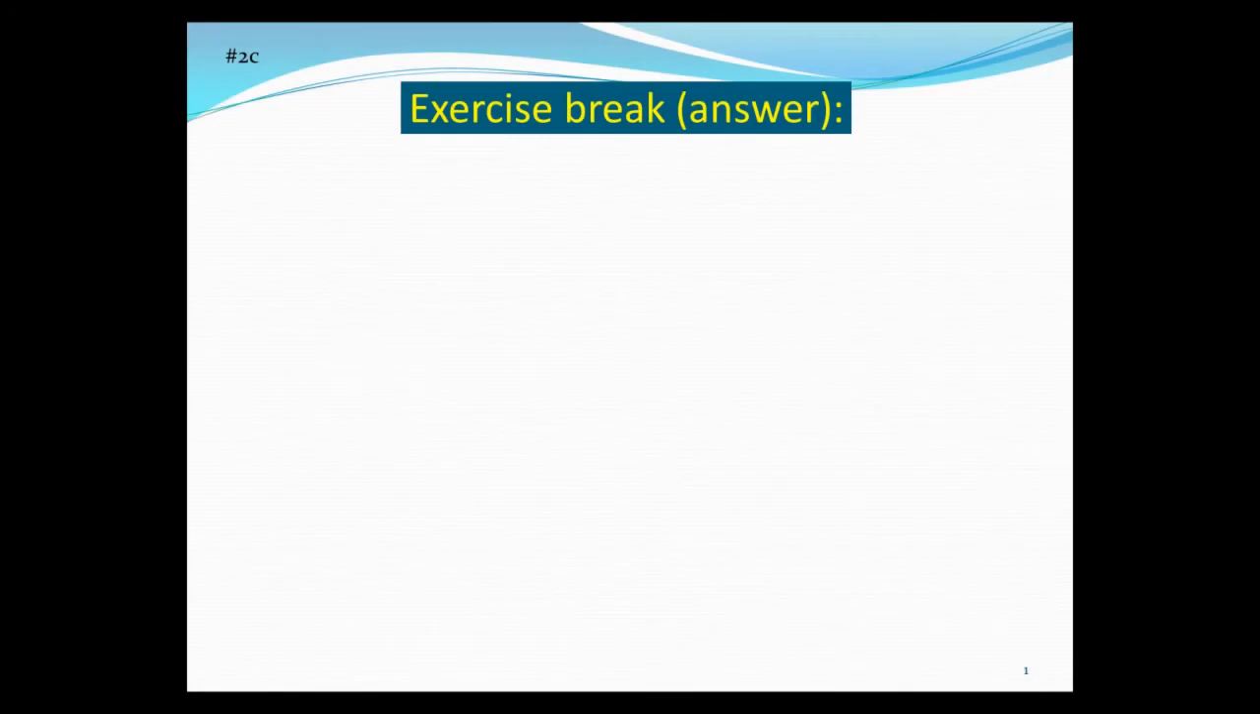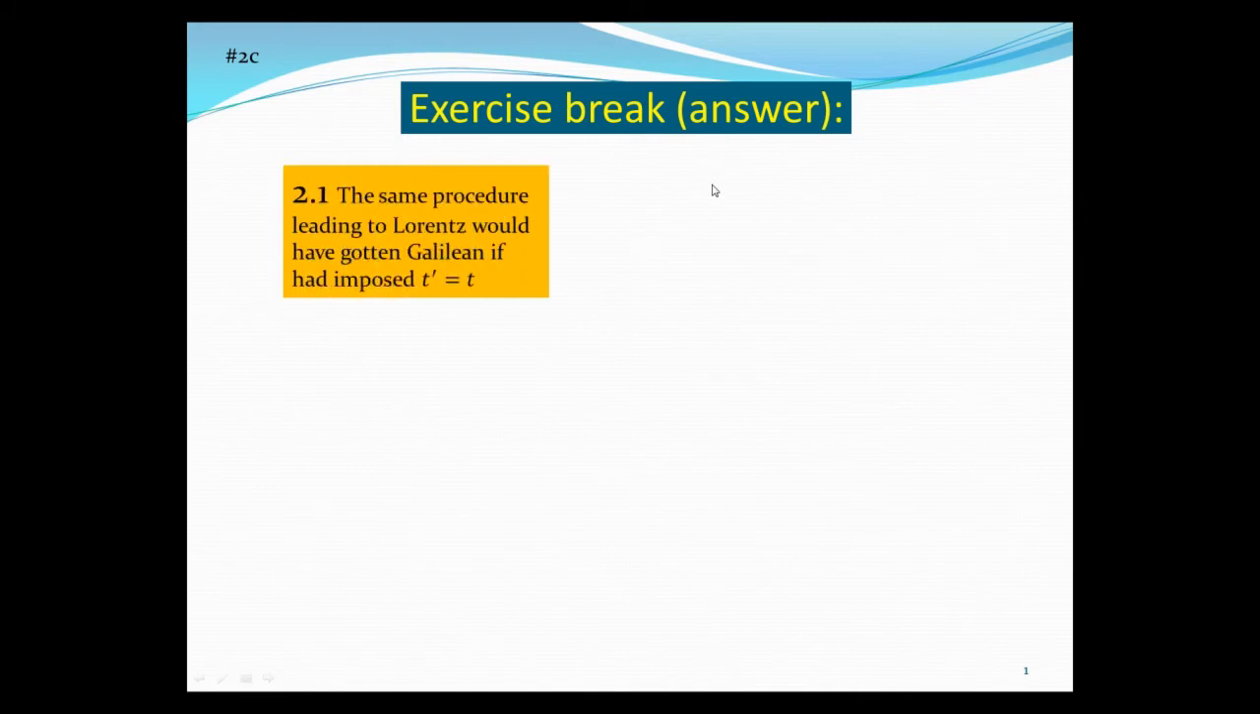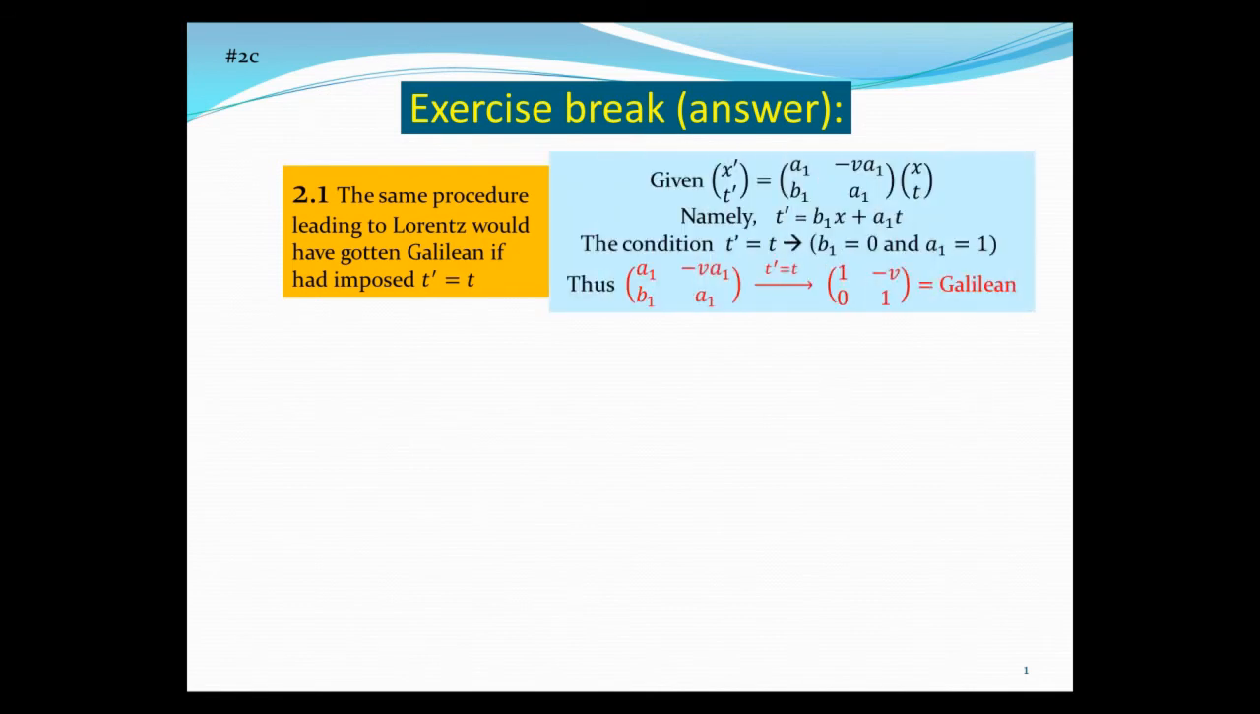Okay, in this final segment of lecture two, let's first answer the exercise questions. The first question asks you to show that the same procedure that led to the Lorentz transform can lead to Galilei if we impose absolute time. And so that's the relative coordinates when they move with v. And so therefore t prime is equal to b1 x plus c t.